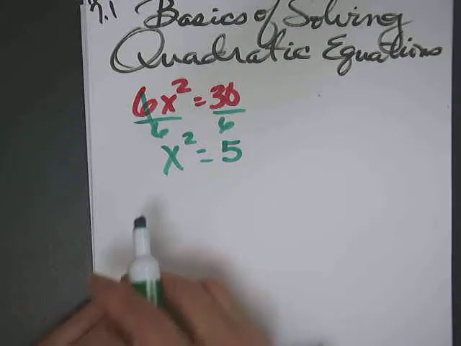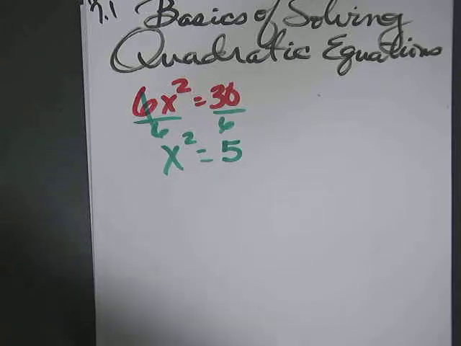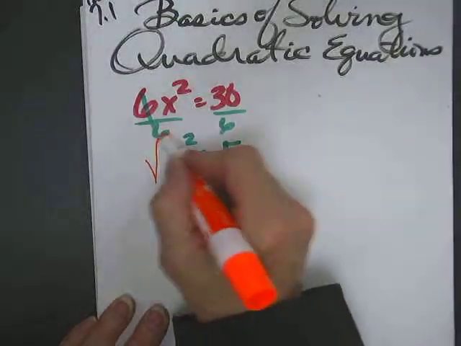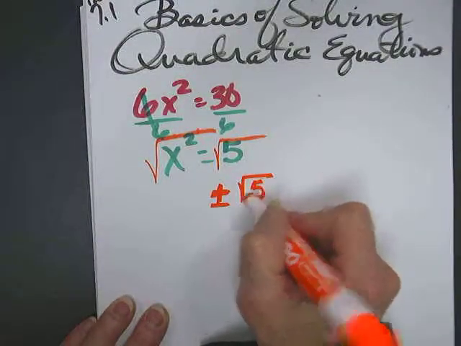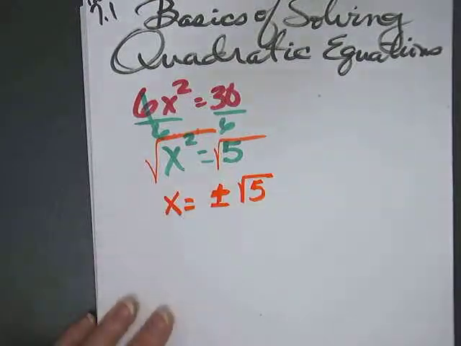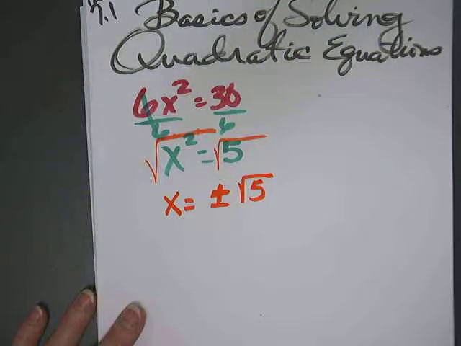And then when you square root it, okay, when you square root it, don't just do the positive, okay? You could do that with distance, because distances aren't negative. When you square root this one, put plus or minus square root of 5.